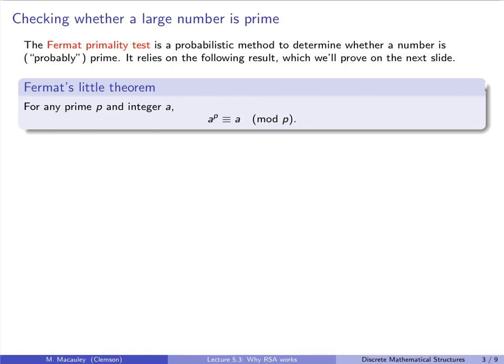Let's do a couple of examples just to get warmed up to this. Let's first assume a is equal to 2 and p is equal to 5. Then 2 to the 5th, of course, we're going to do mod 5. So 2 to the 5th is 32, which is 2 mod 5. So that checks out. Now let's see what happens if we switch a and p.